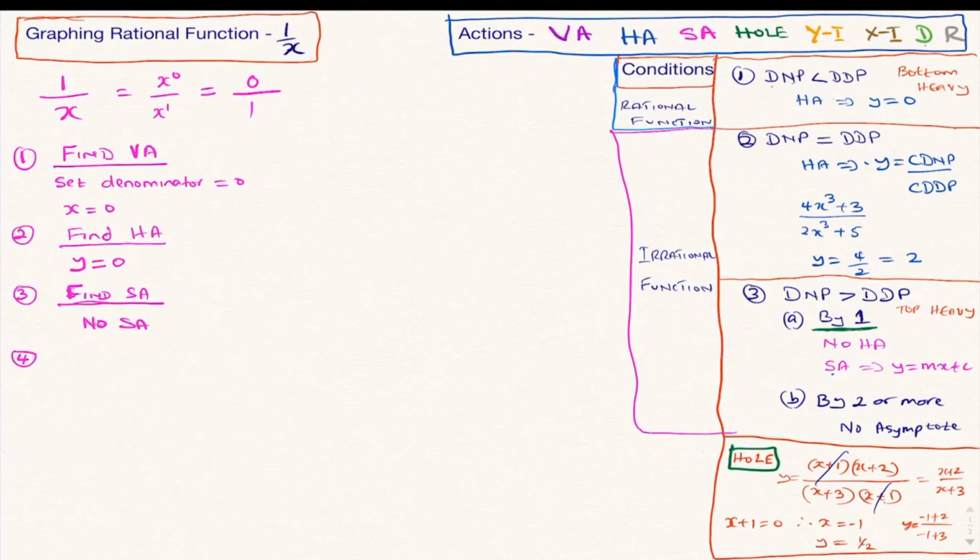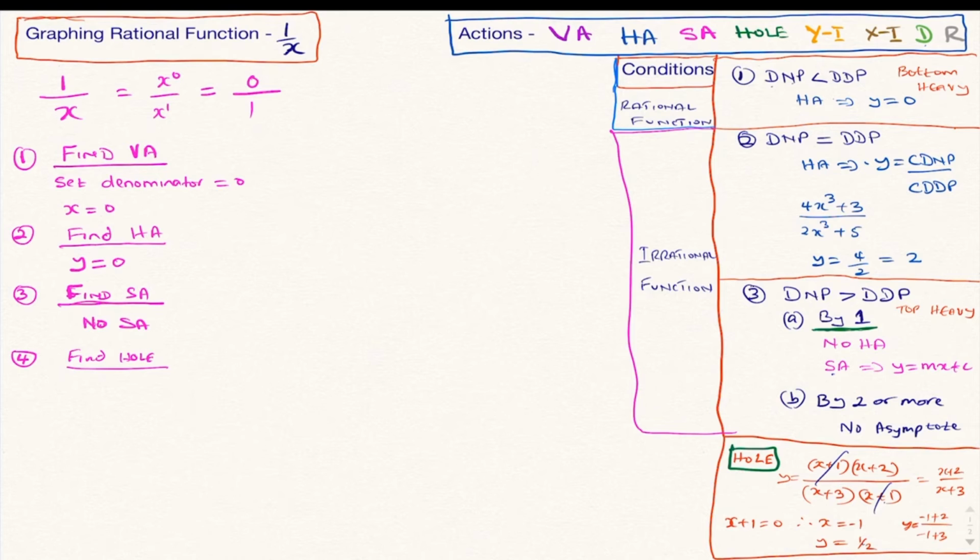Number 4. Does it have a hole? Well, no in this case, because to find a hole, if you look at the condition on the bottom right, a hole implies that they have the same factor in both the denominator and numerator, and those factors cancel out. The factor that cancels out, you set to 0.